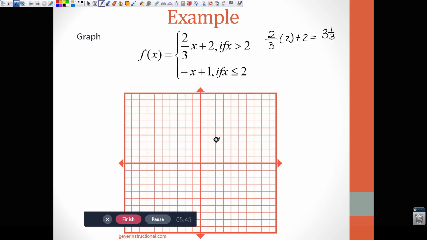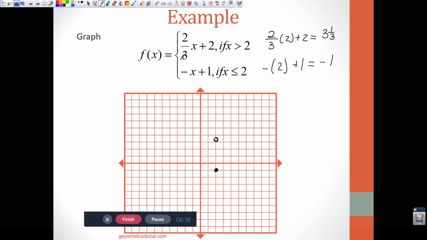Okay, now let's find the other one. We'll continue graphing this one in just a minute. So negative times 2 plus 1 will equal negative 1. So at 2, we're going to be at negative 1. And this is going to be a closed circle because it is equal to. Okay, now let's go look back at this one.